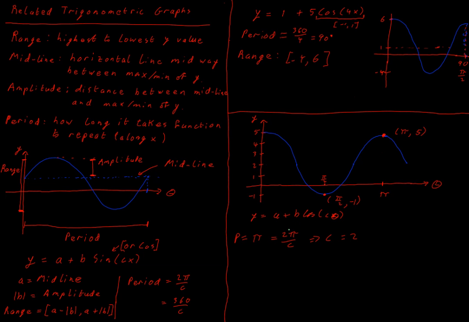Now we need to know the value of a and b. So a and b we get effectively from the range. So what's our range here? We are going from -1 up to 5. Well, the middle line is going to be halfway between those 2 points, which is going to be at 2. So our middle line is at 2. So a is 2, and from our middle line up to our maximum or our minimum is 3. So b is equal to 3.